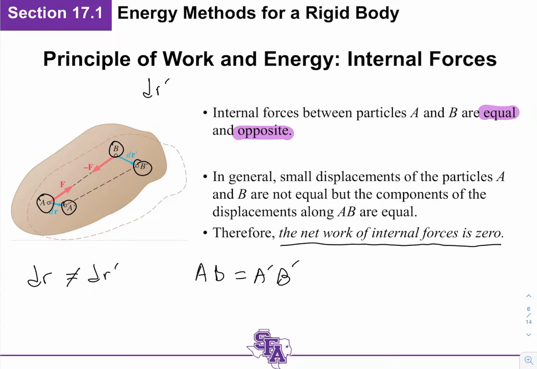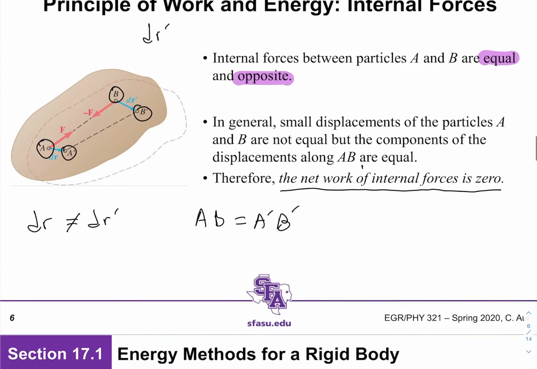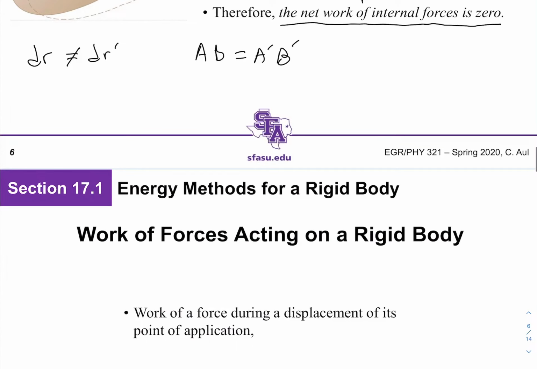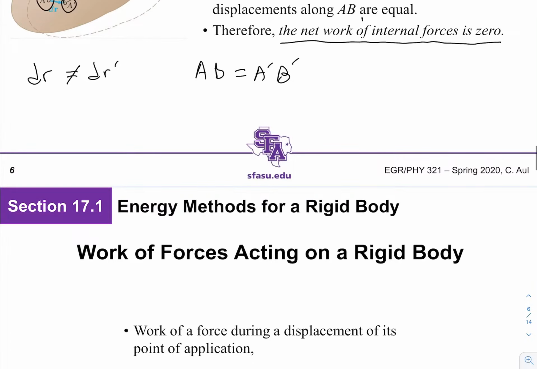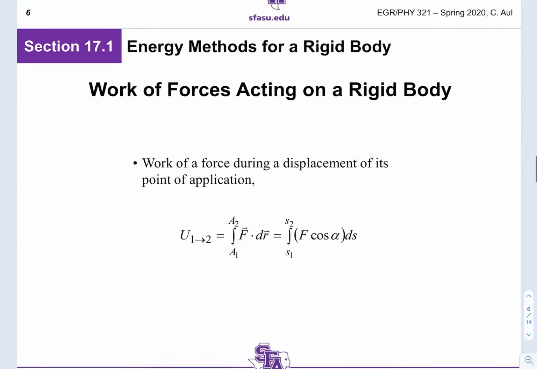So now when we're applying our work and energy methods, we can assume that any internal forces to our system result in 0 work, because those particles are not moving with respect to each other. And going forward, that says that any work that's done has to be done by forces that are acting outside or external to the body itself. So that's a pretty important statement here.